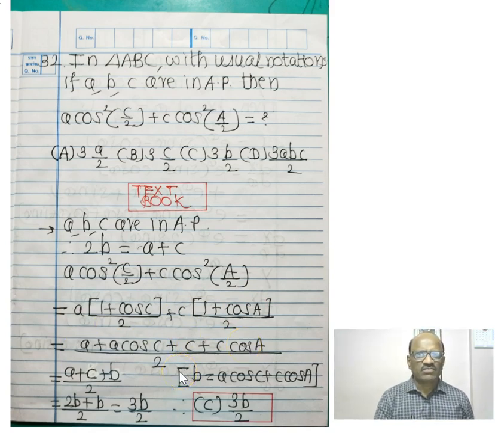Now again, what is the value? Here it is a + c, and what is a cos c + c cos a? That is b, small b equals a cos c + c cos a. Therefore here it is written as b. Therefore (a + b + c)/2, and a + c is 2b, plus b, that is 2b + b, which means 3b/2, and hence option C is correct.